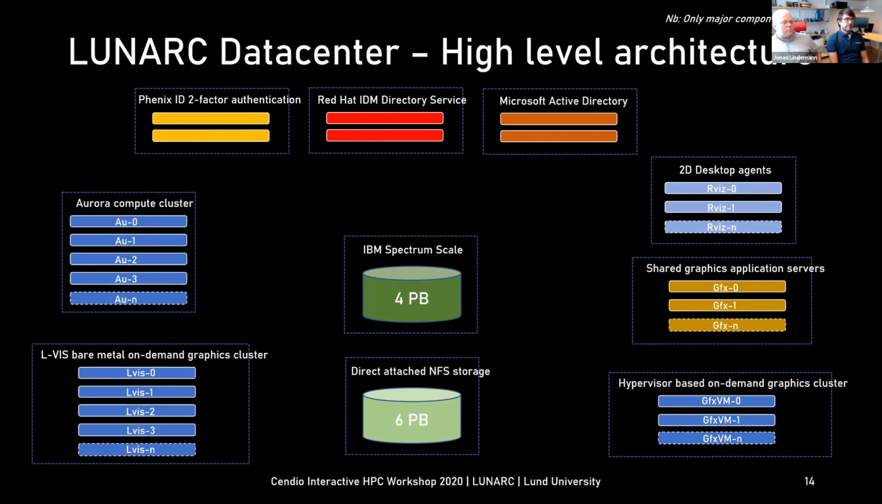On the left-hand side of the slide, you see the Aurora Compute Cluster. We have Elvis, that is a bare metal on-demand graphic cluster with 24 graphic nodes with up to 8 GPUs per node. On the right-hand side, we have the 2D desktop agent, that is the ThinLinc agents. We have some shared graphics application servers, and we have a hypervisor-based on-demand graphics cluster. And in the center, we have the storage. We have 4 petabyte IBM Spectrum Scale GPFS file system, and direct attached NFS storage pools for miscellaneous storage.